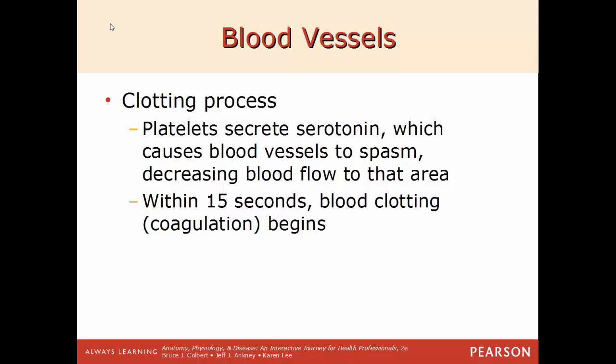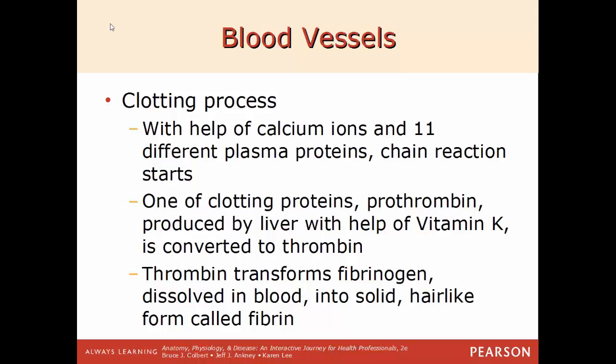Within about 15 seconds, the blood clotting or coagulation will begin. With the help of calcium and 11 different plasma proteins, a chain reaction will start. One of those clotting proteins, prothrombin, is produced by the liver with the help of vitamin K, and it gets converted into thrombin. Thrombin will transform fibrinogen, which is a plasma protein dissolved in the blood, into a solid hair-like fiber called fibrin. Very tough, very strong, very sticky fiber.